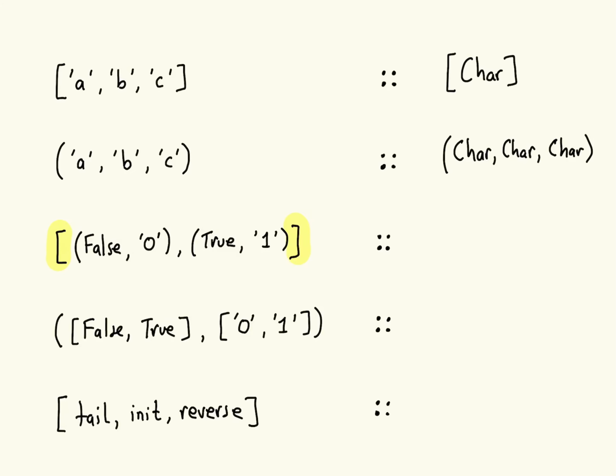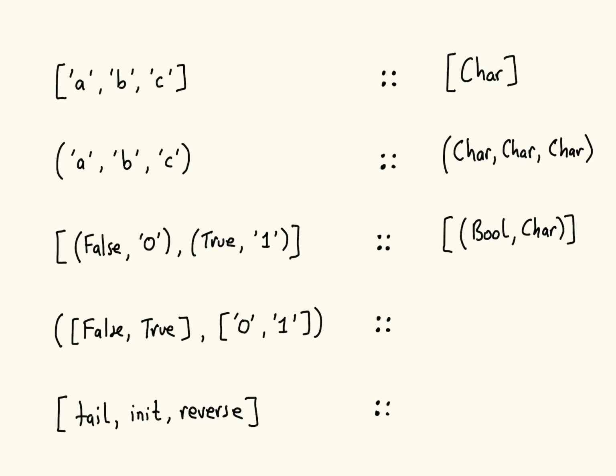So we can write down the type for this list. This is going to be a list of pairs, and the first component of the pairs are booleans, and the second component of each pair is a character. Now it's not an integer because I have these things with the character quotes around them. Okay, so it's a little trick question there.